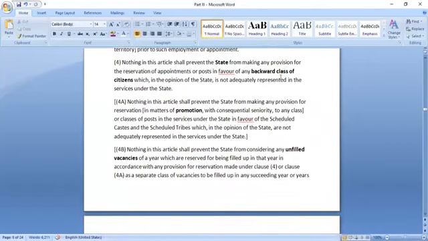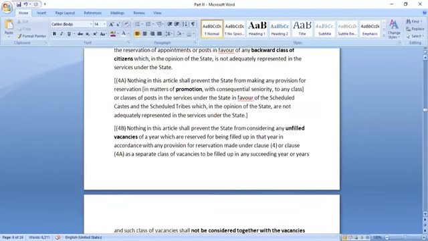And also, it is not preventing the state from making any special treatment for the backward classes of people, and also in matters of promotion. So again, regarding reservation and all, the state is not restricted under this particular provision.